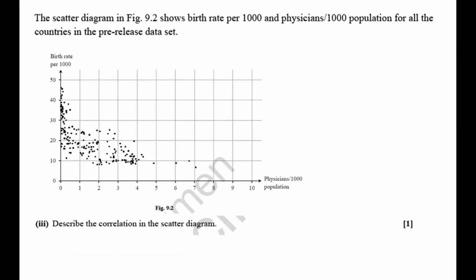Okay, moving on. So the scatter diagram shown below shows the birth rate per thousand and physicians per thousand population for all the countries in the pre-release data sets. Describe the correlation in the scatter diagram. Okay, so we can see that it's going to be a negative correlation, but what we really want is to be a bit more specific and to involve the variables that were given to us in the first place. All right, so it's birth rate per thousand and physicians per thousand.